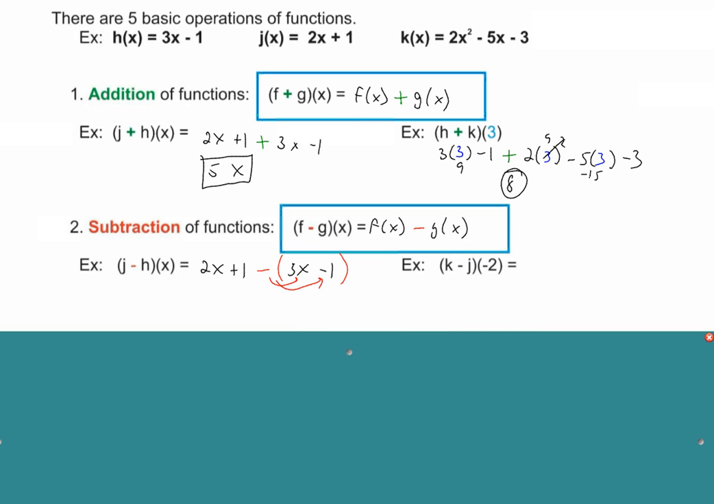Okay, so now where do you end up? You end up at negative x plus 2 is what you get when you do the j function minus the h function.